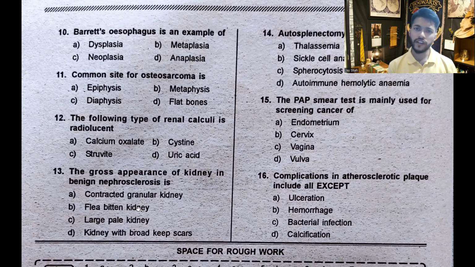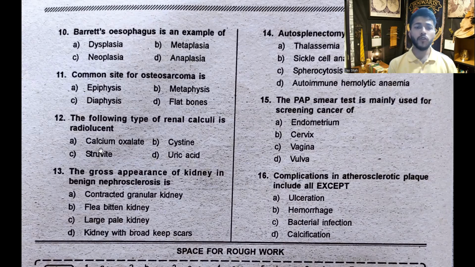Flea-bitten kidney, all your infections, post-streptococcal glomerulonephritis, rapidly progressive glomerulonephritis. Contracted granular kidney is seen in hypertension. Large pale kidney is generally seen in amyloidosis. So that is amyloid. Kidney with broad deep scars, that is seen in pyelonephritis.